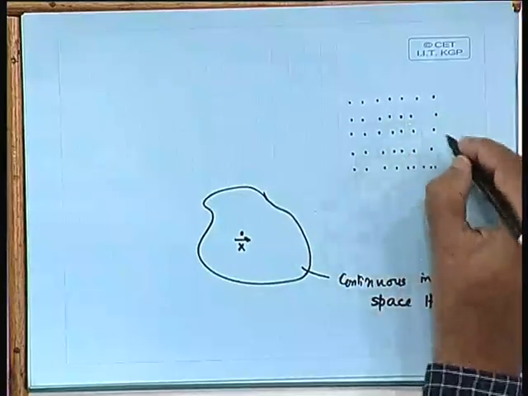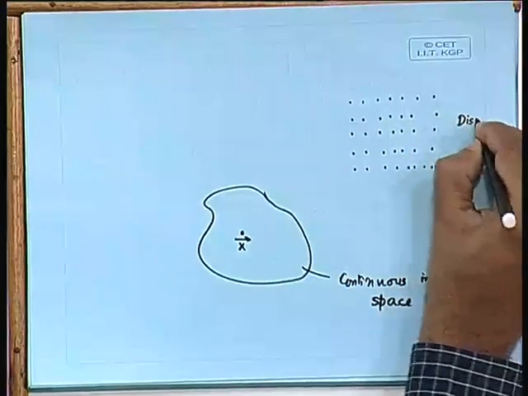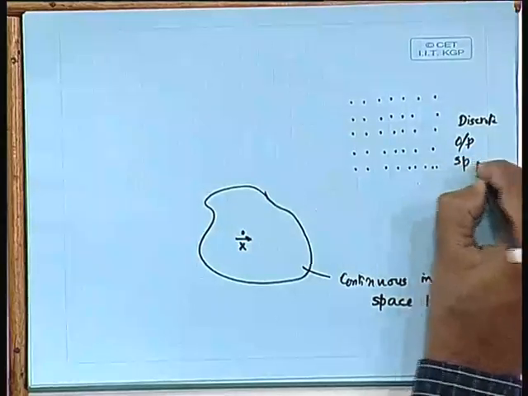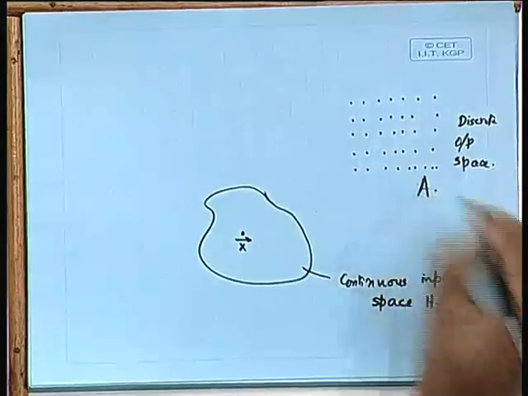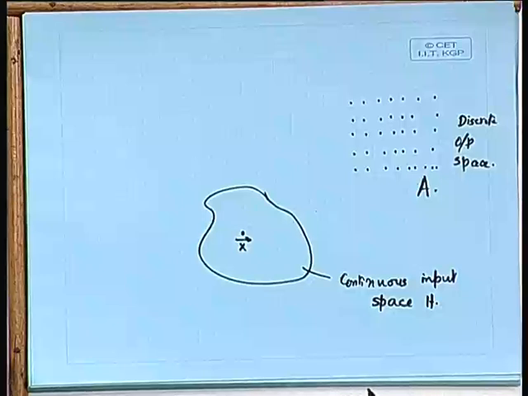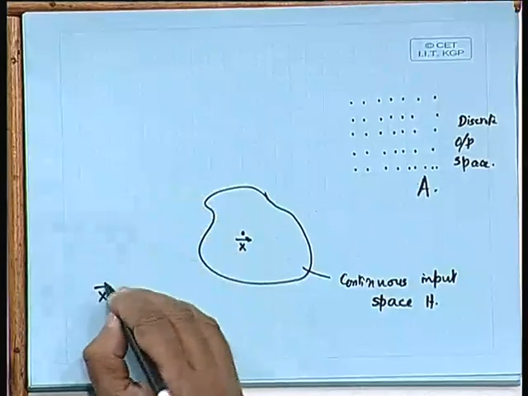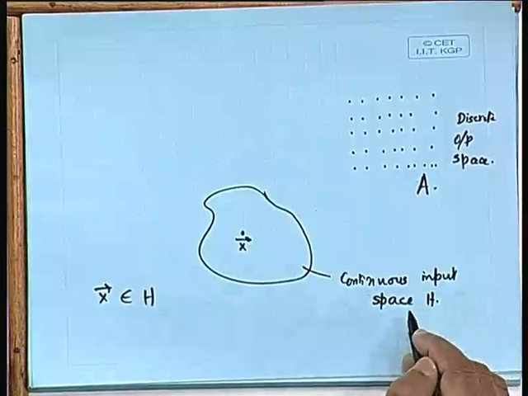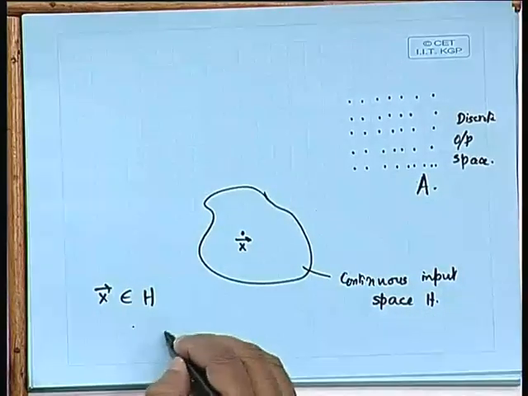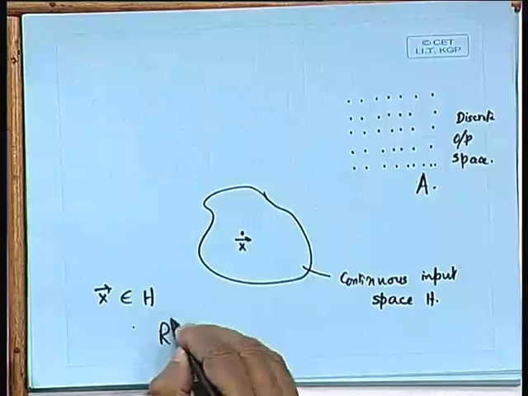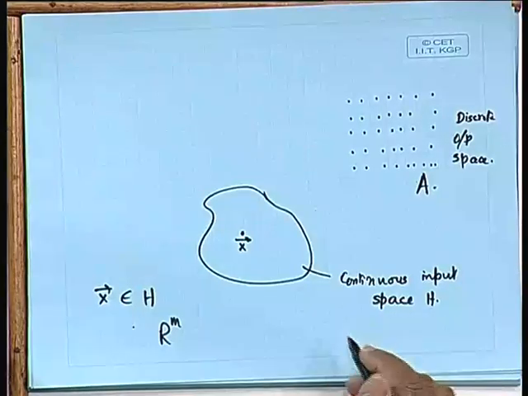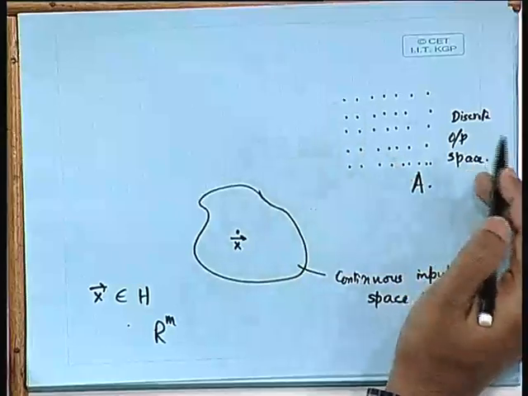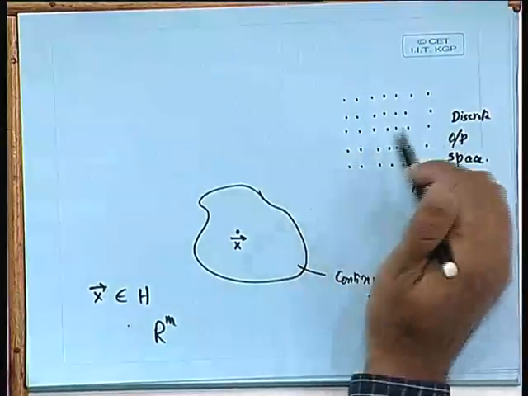Okay. So, we call this the discrete output space. We call this space the space A. Now, the x vector, the input vector, definitely belongs to the continuous m dimensional input space H. So, H is actually R m. So, the x vector belongs to H, and the discrete output space is created here.